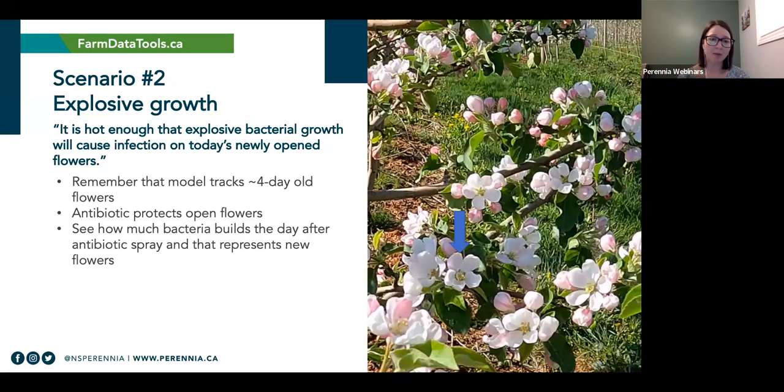So just remember that the model tracks those 4-day-old flowers, but in the case of a really hot day, what you can do is if you apply an antibiotic in the model, which you're going to see on the next slide, it's going to reset the population to 0 on those really old flowers, but it's still going to tell you the bacterial growth on newly opened flowers. So we're going to look at that in a second.